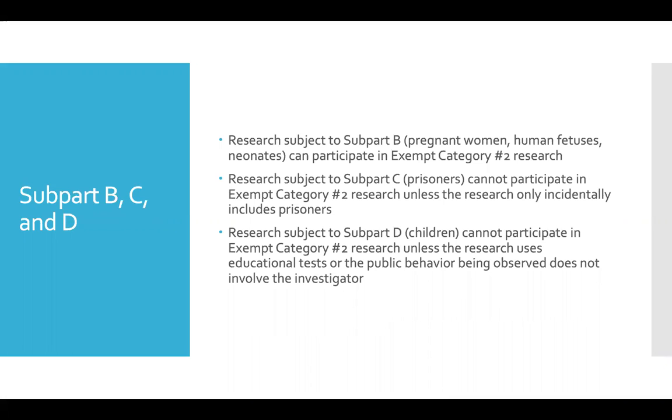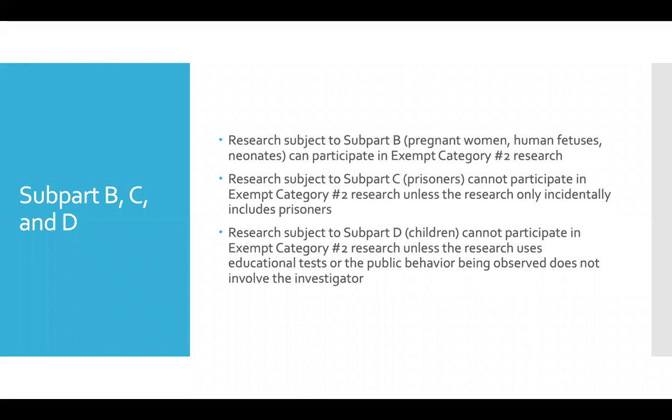We're often asked if exemptions can be gotten for subjects that fall under subparts B, C, and D. So these are pregnant women, fetuses, neonates, prisoners, and children. For those individuals under subpart B, they can participate in exempt category 2 research if all of the other qualifications for exempt status are met. Those individuals who fall under subpart C, prisoners, cannot participate in exempt category 2 research unless it only incidentally includes prisoners. So prisoners cannot be the focus of the research, but an individual who is a prisoner may be in the study. So perhaps sometime during the research, a subject is incarcerated or something along those lines.